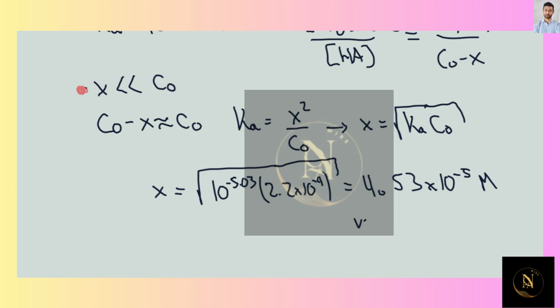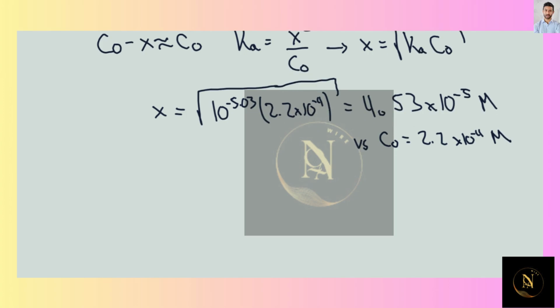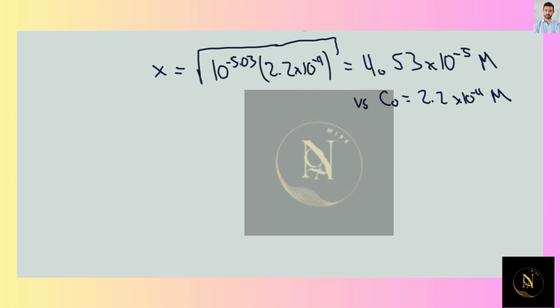Now, if we compare this versus C0, which is 2.2 times 10 to the minus 4 molar, as you can see, the difference is only one order of magnitude. And actually, if we divide one by the other, we get that the value for x is 20.6% of my concentration. Actually, I think that is why you put 21%, right? So that is not the degree of dissociation of the acid in this case, because we cannot apply a small x approximation. So what we need to do is solve the full quadratic, which reads Ka is equal to x squared divided by C0 minus x.